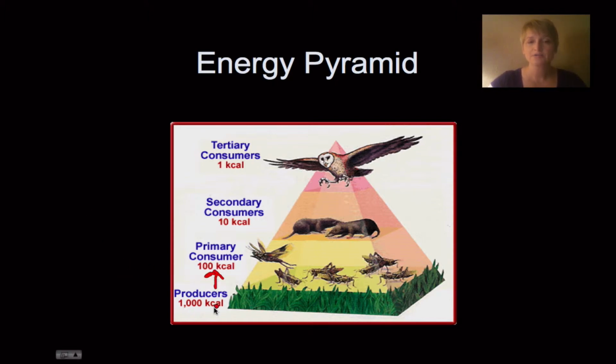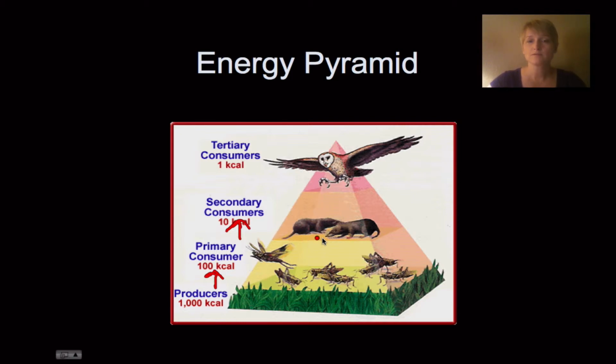But as you move up from that level, you lose 10%. So notice it goes from 1,000 kilocalories to 100 kilocalories. So if you're eating these primary consumers, you're still getting quite a bit of energy, but not near as much as if you were eating a producer. And then up to the secondary consumers, again, 10% drop in the energy that's contained there.